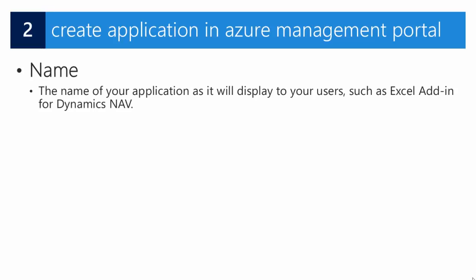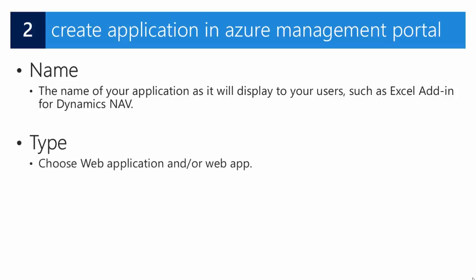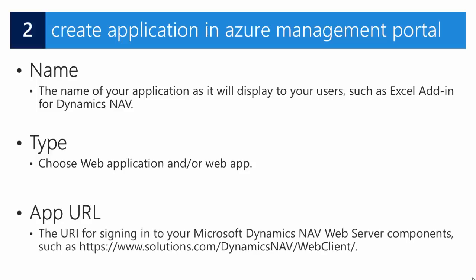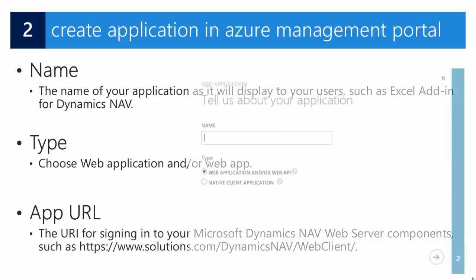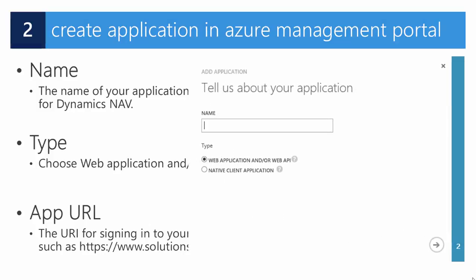We provide a name as it will display to our users, for example, Excel add-in for Dynamics NAV. The type needs to be web application or web app. And for the URL, you need a URI to sign in to the Microsoft Dynamics NAV web server components, in this case the URL for your web client.